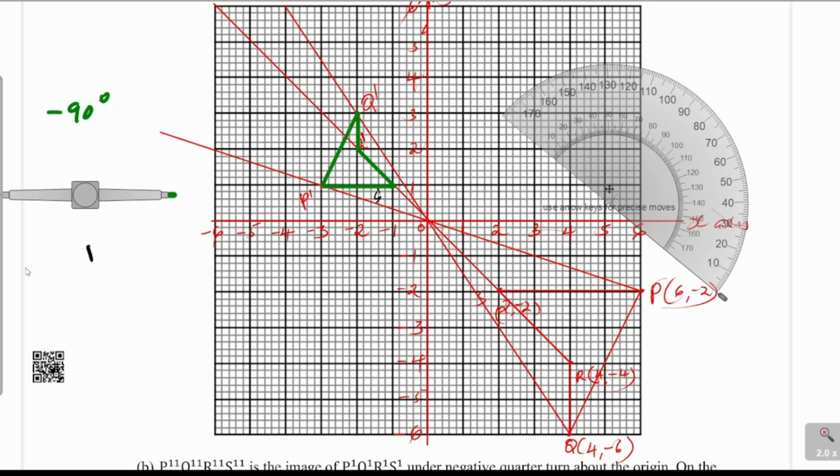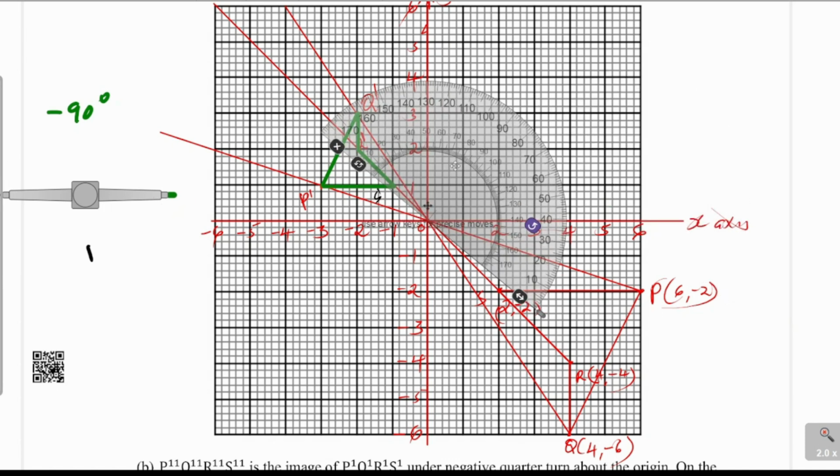So after joining P1 to the origin, this is how you place your protractor. You place it like this, along that straight line. And since it is negative 90 degrees, you're going to measure that angle in a clockwise direction. Clockwise direction is this way. So when you're placing it on that straight line, the center part of the protractor is at the origin. So you measure the angle from this point, clockwise, negative 90 degrees.